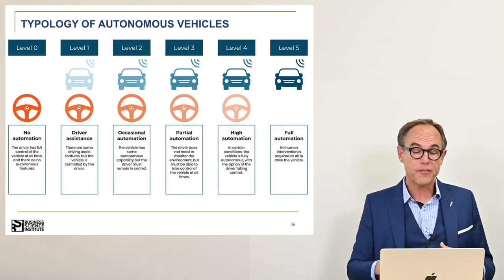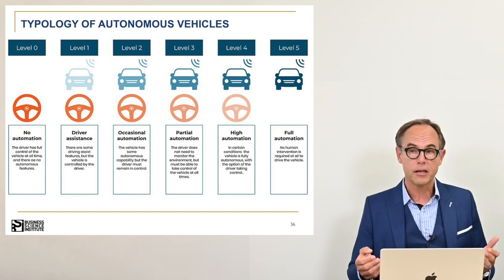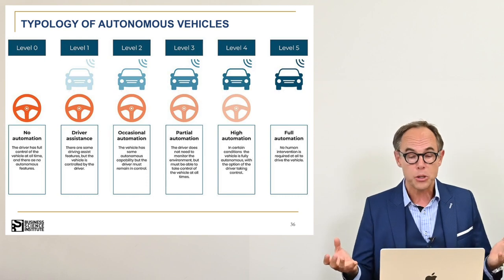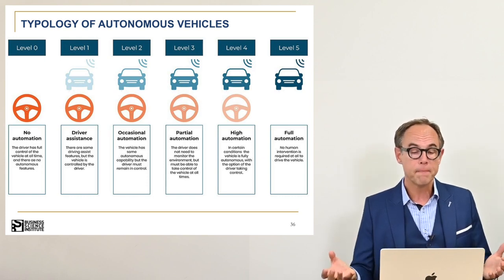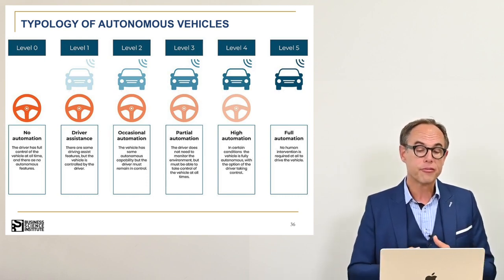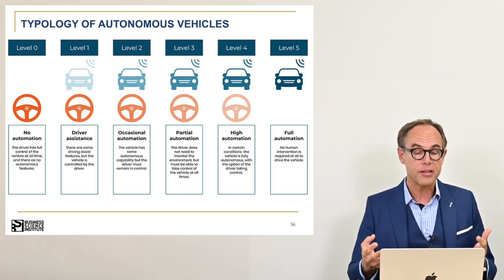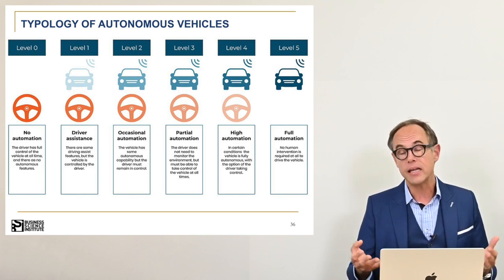So level 5 is full automation. There are no steering wheels and no pedals to brake. No human intervention is necessary. Whereas today we are at level 3 automation, partial automation, where the driver does not need to monitor the environment, but must be able to take control of the vehicle at every time.